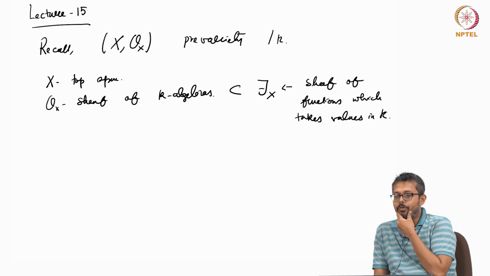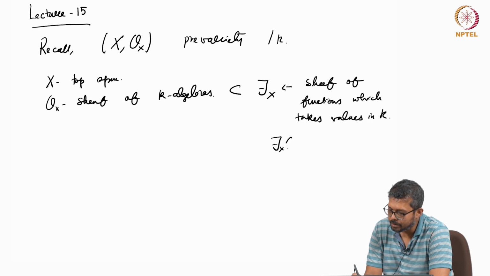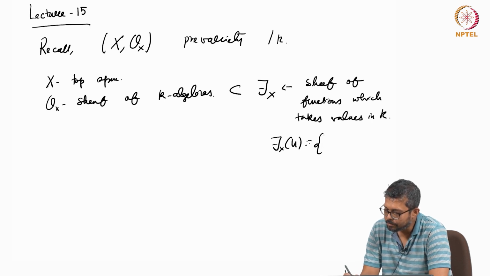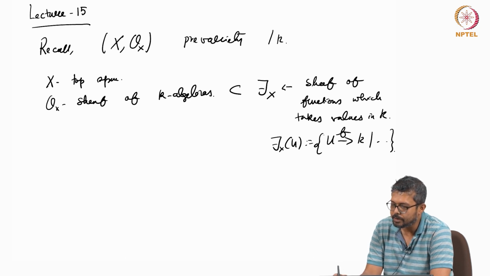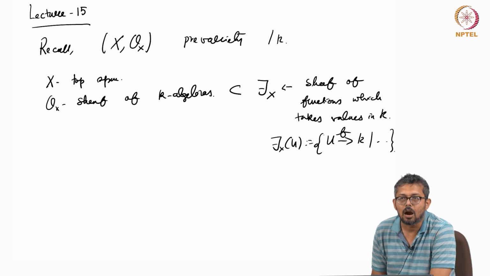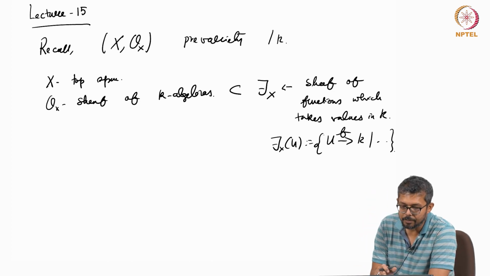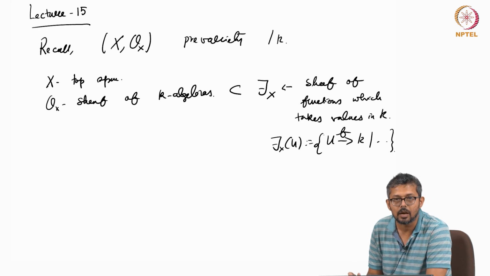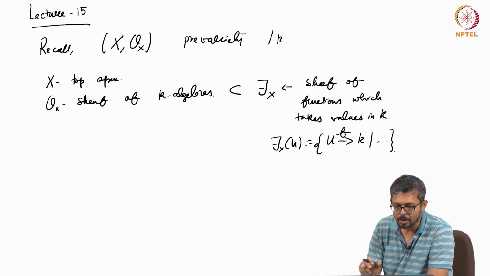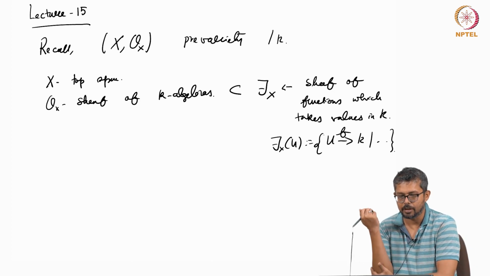So for every open set U, F_X(U) is nothing but all the functions from U to K which satisfy some sheaf property. Among them you take this. This may be any arbitrary function. F may not be any regular function, but you take the K-algebra. So O_X is, so this is how you define a pre-variety.